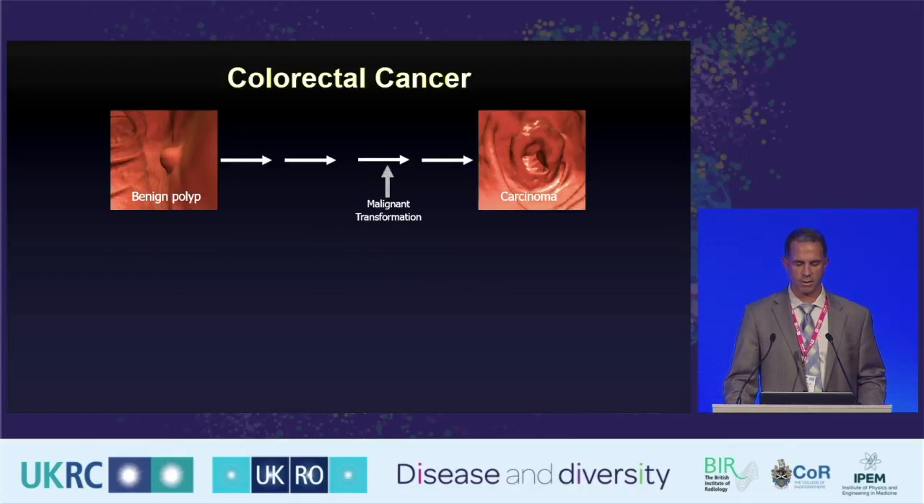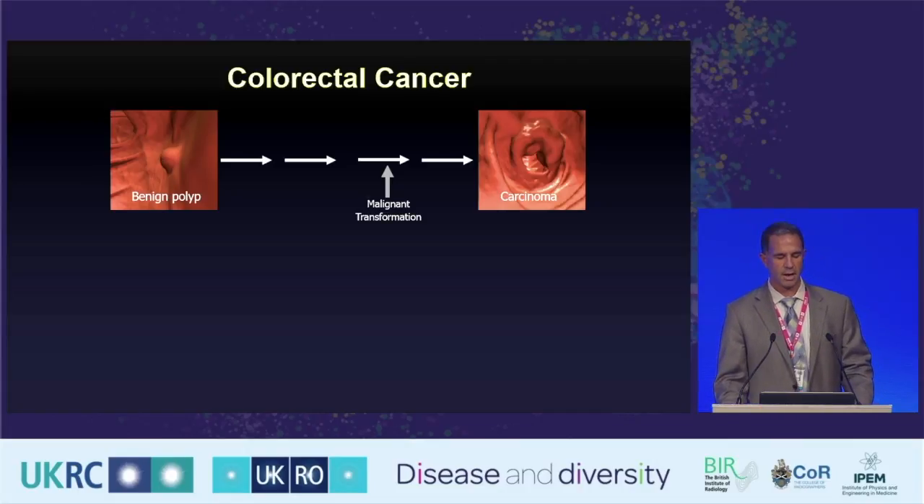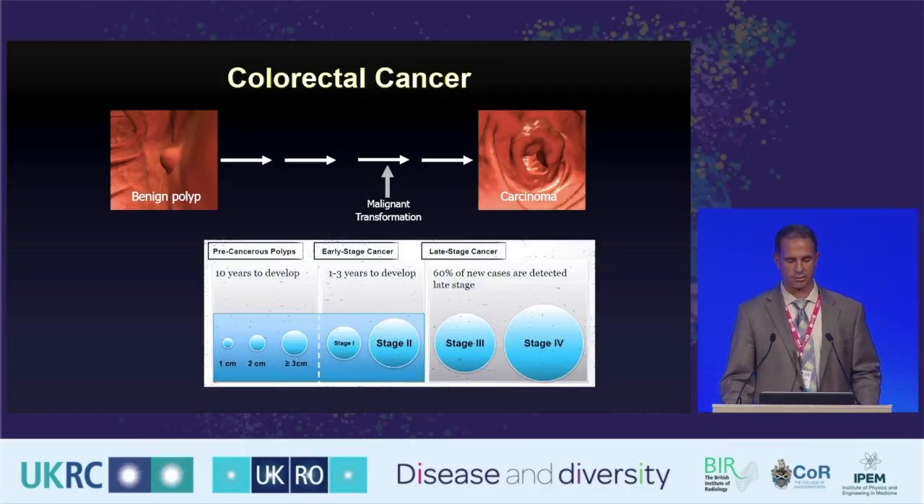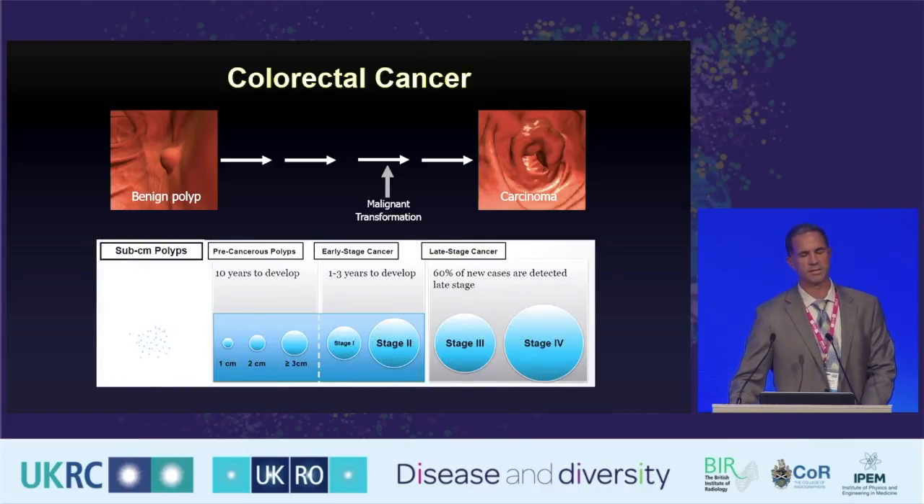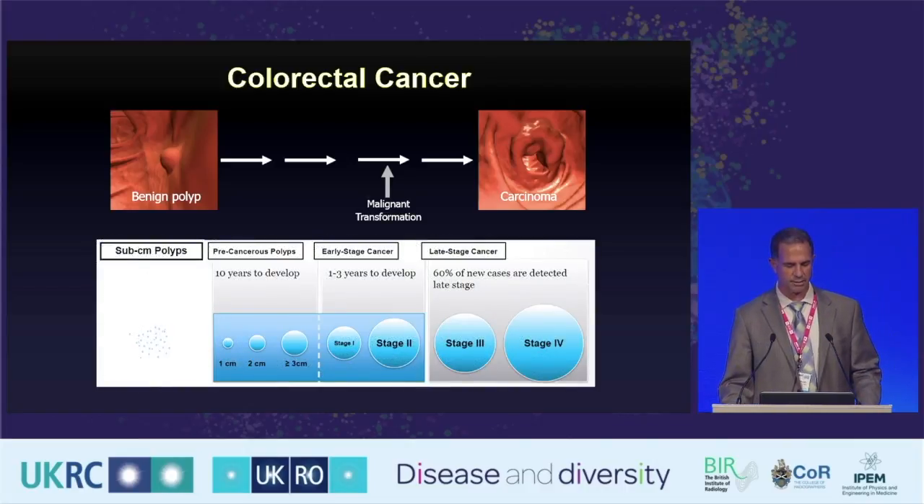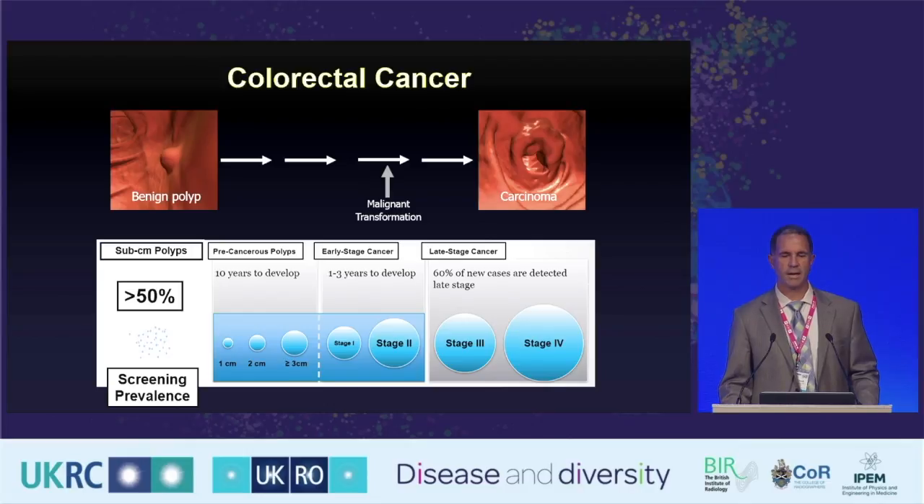So put simply another way, if we just assume there is this linear progression, very few of these tiny polyps become cancer, and it's important to look at the prevalence of these things. So I've added tiny subcentimeter polyps on the left-hand side here, and if you look at screening prevalence, so these are healthy 50-year-old adults, let's say, we're finding at colonoscopy trials that half or more of the population has at least one tiny polyp.